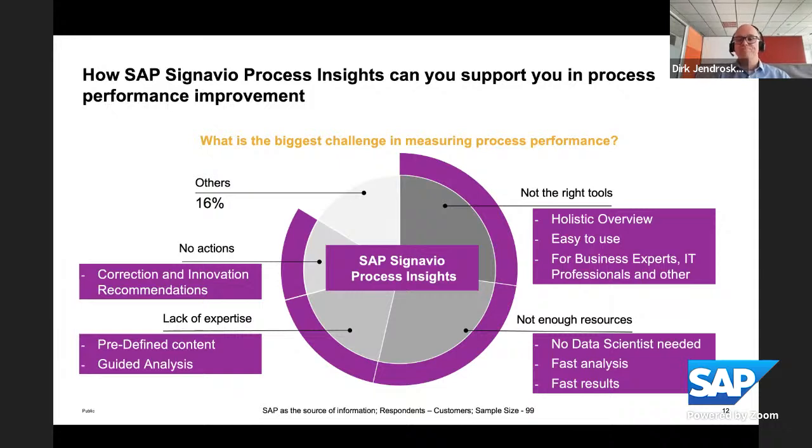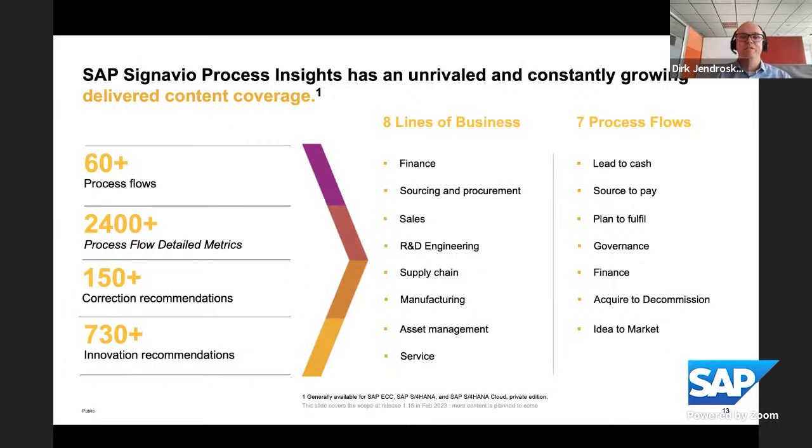So that was my claim on what Process Insights can do. Let's look into what you get when you use Process Insights. A massive amount of content. That's the very first statement. We have seen already around 60 process flows, numbers growing. This makes up to 2,400 detailed metrics, 150 correction recommendations, and 730 innovation recommendations. All of them are spread across 8 lines of business, and we've ordered them in 7 process flows. Those numbers are the numbers from today, but they keep growing.